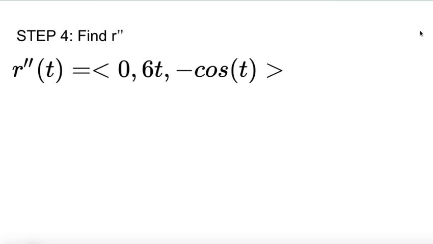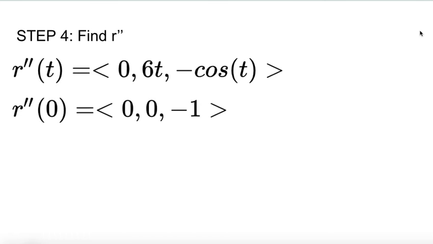Next thing we want to do is find r double prime. This is the piecewise derivative of r prime. In other words, 0, 6t, and negative cosine of t are each axis component respectively. Plugging in t equals 0, we get that r double prime of 0 is equal to (0, 0, -1), respectively.